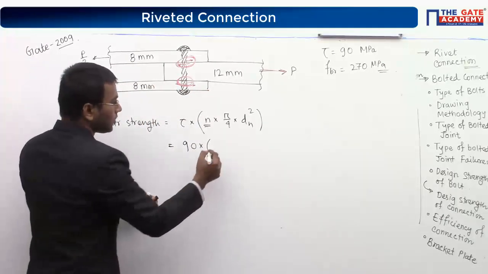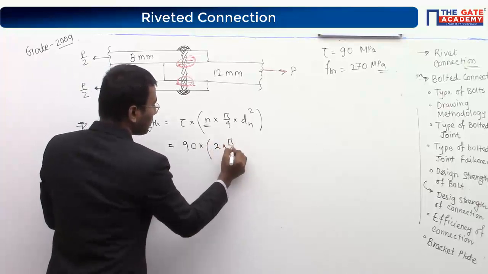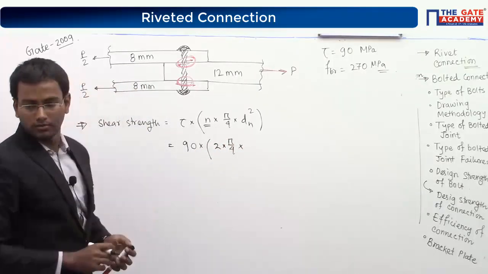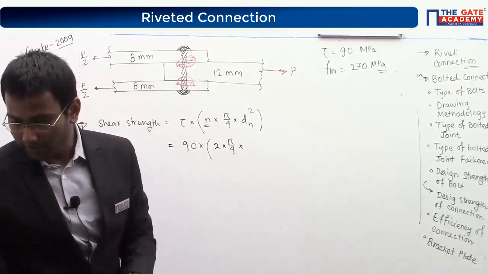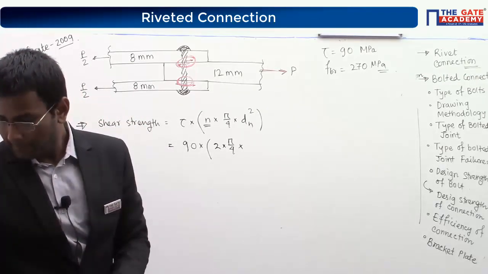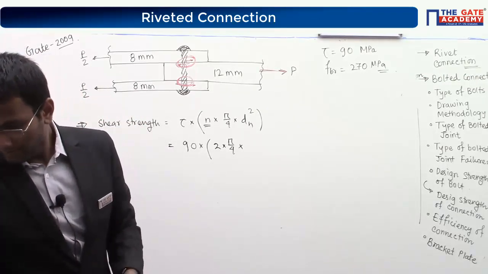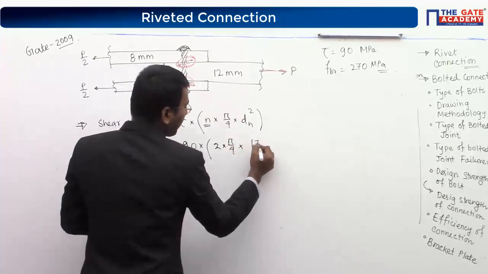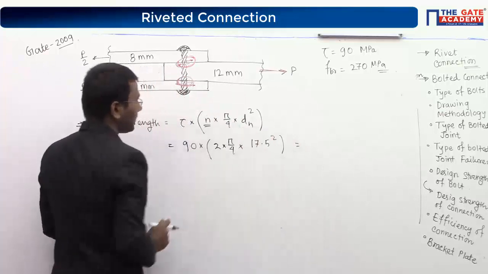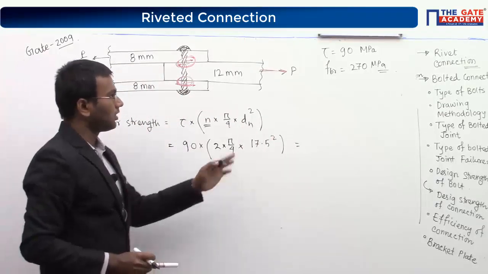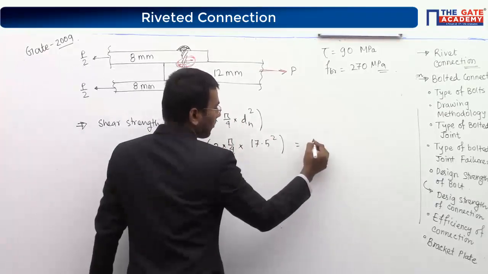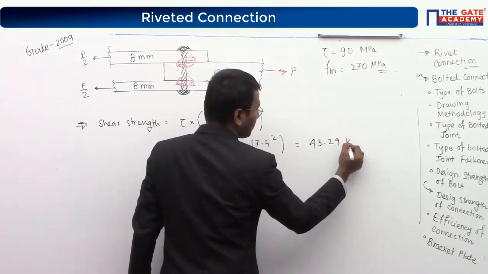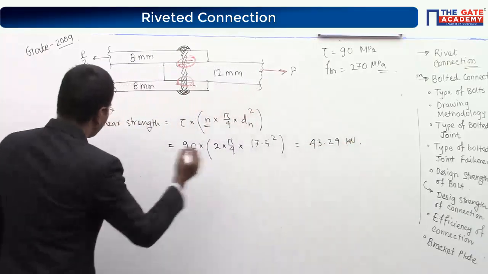So I can say 2 multiplied pi by 4 into, what is the diameter? What is the diameter of the rivet? Somebody quickly. I think 16. Yeah, 16 means 17.5 whole square. So which should come? 21 it should come. I think it is 43.29 kilonewton. Next one, bearing strength.